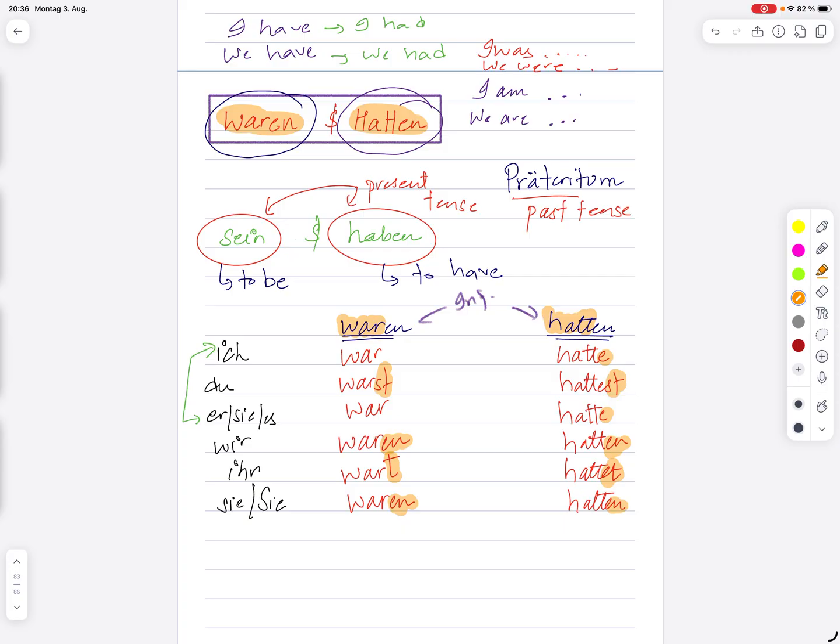And then we can look at that in another video, right? So this we can use to say sentences in the past form, right? So for example, as I said, I was, or you were, something like this, or I had, or we had, right? It's the past form, and then we can do the same thing in German.